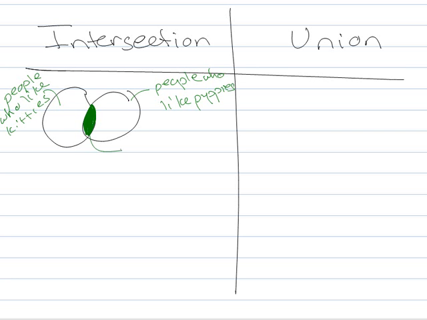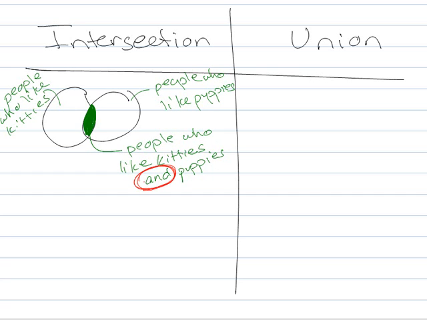then how would you describe the people in here? If you were going to write it, people who like what? Say people who like both, people who like kitties and puppies, right? People who like kitties and puppies. So why am I going into this? To emphasize to you that the key word here for intersection is and.